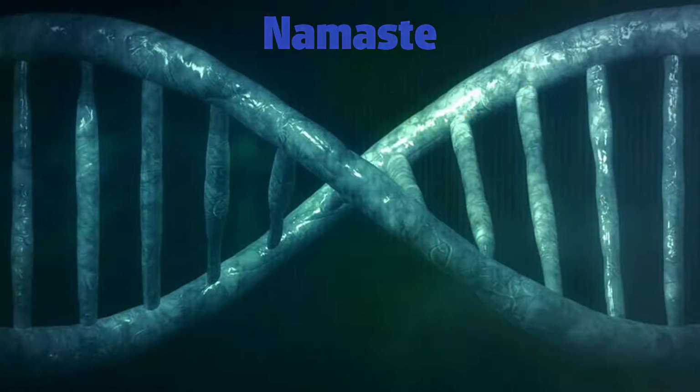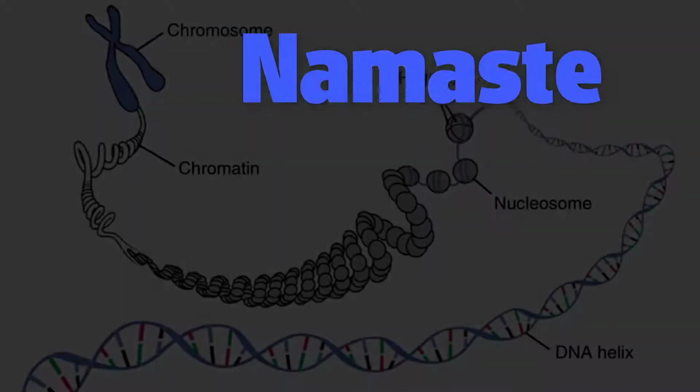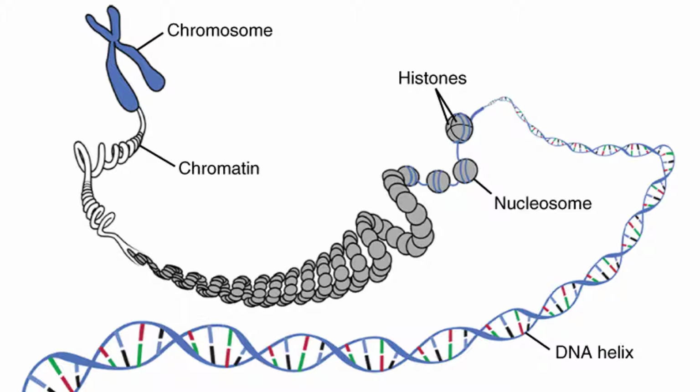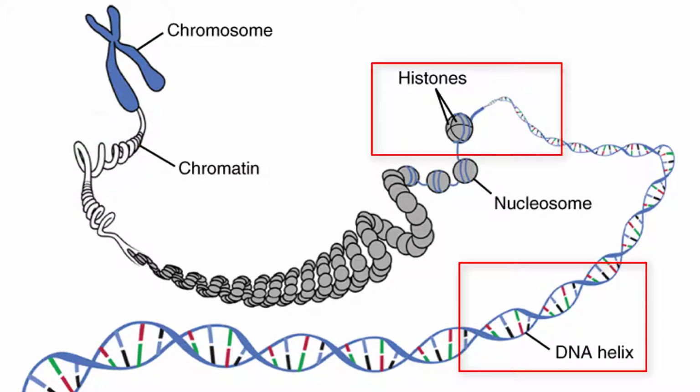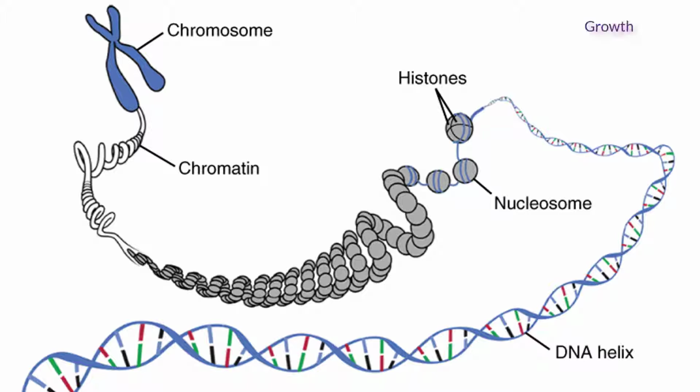Namaste. We've learnt about chromatin in previous classes. Chromatin is made up of DNA and histones. DNA contains all the information that is required for the growth, reproduction, and to pass the hereditary characters to the next generation. The structure of DNA was discovered by James Watson and Francis Crick in 1953.